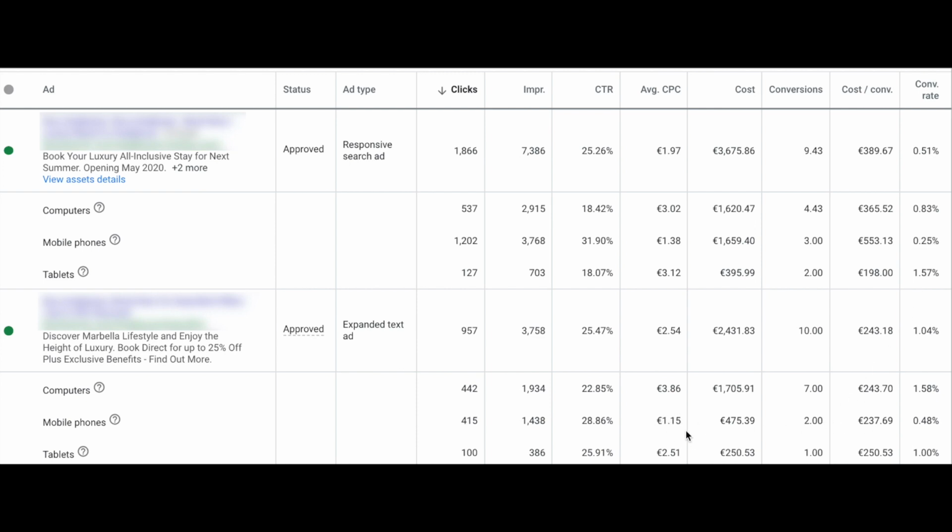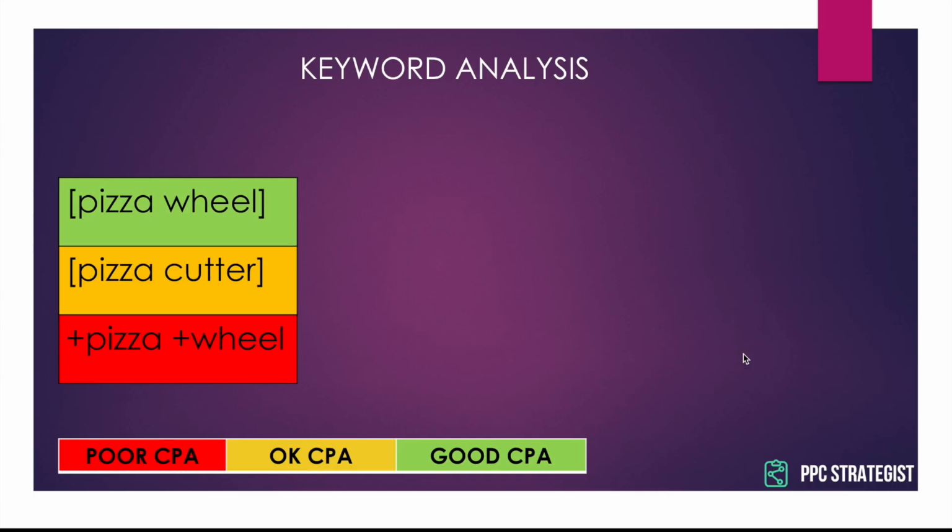But the crucial segment here, the crucial combination, is mobile traffic to the RSA, which is again a high proportion of its overall traffic and is the segment that's really dragging us down. So we can now isolate better what it is that's actually harming performance. And there'd be no way to see this just by looking at the ad report and the device type report in isolation. And for another example, let's say we're looking into keyword performance.